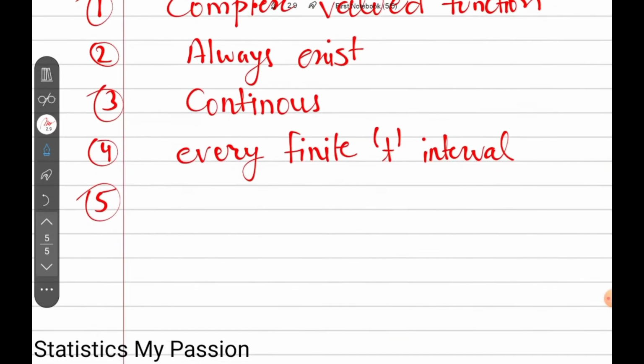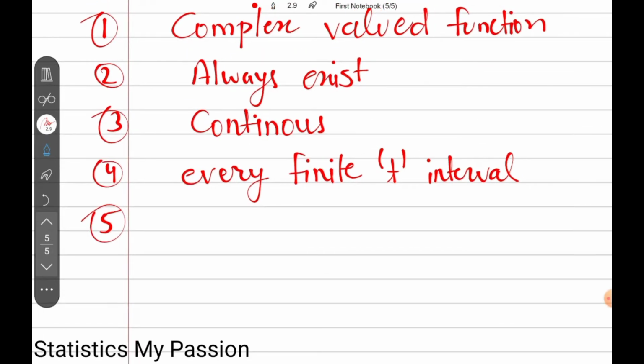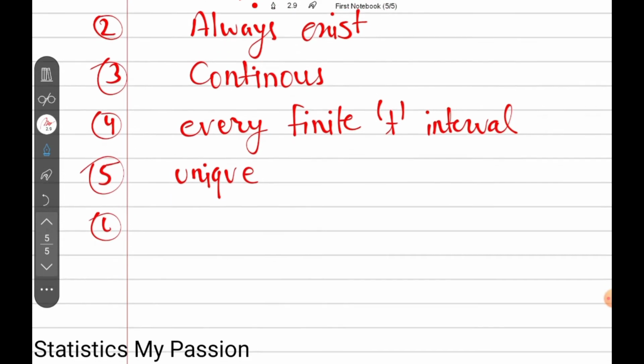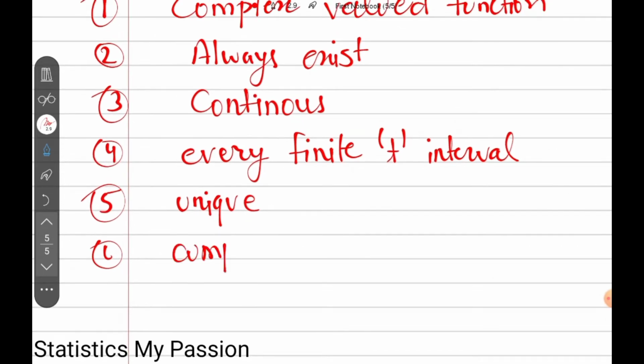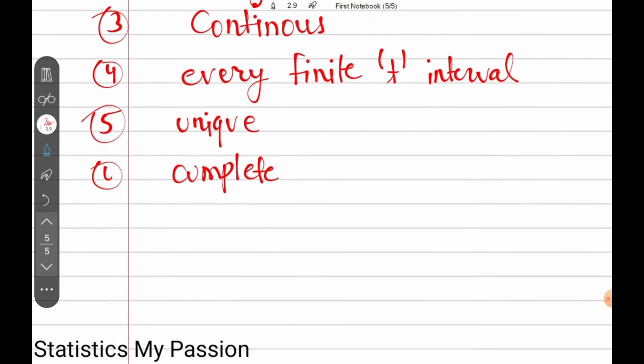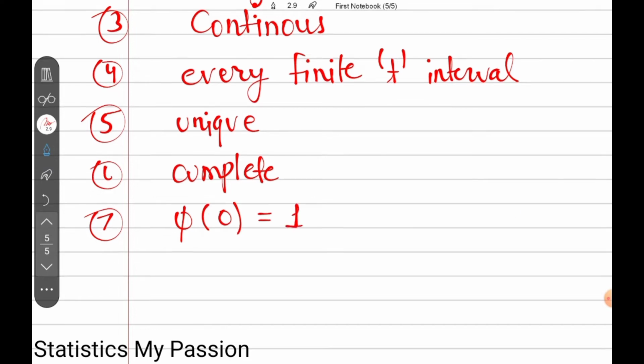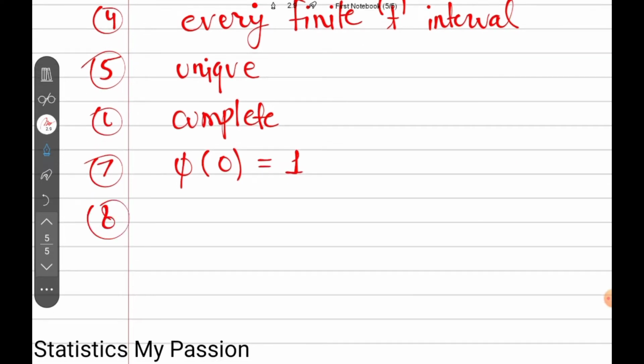The fifth point is that it is uniquely determined by the distribution. So this is the unique one. The sixth point is that it is a complete function. Seventh, when we put 0 in place of t, we get 1, and the modulus of phi(t) is always less than or equal to 1.